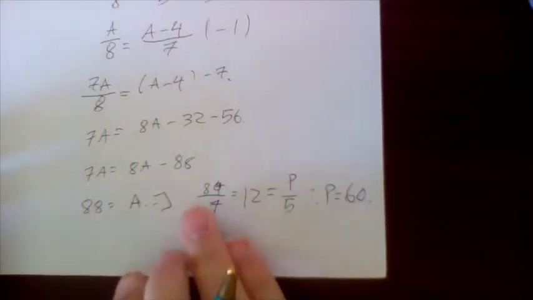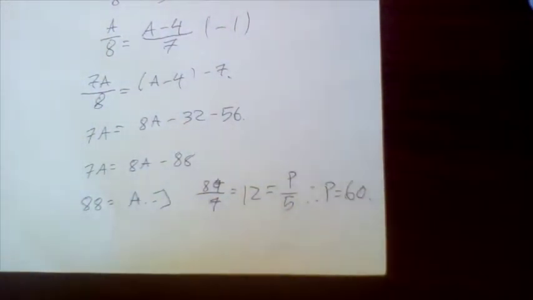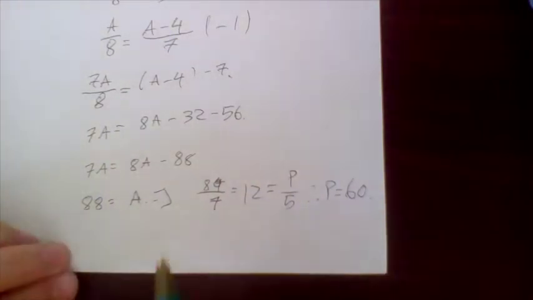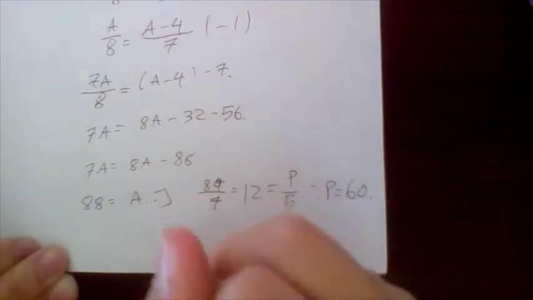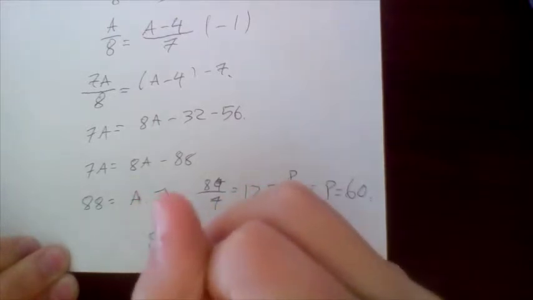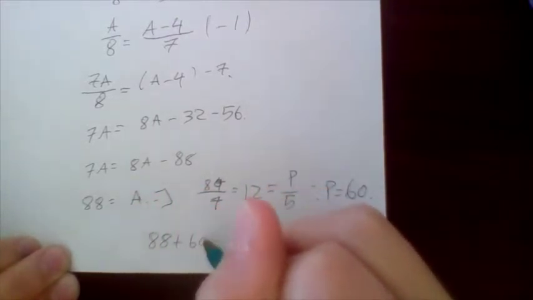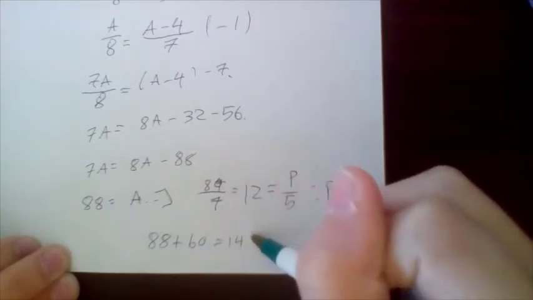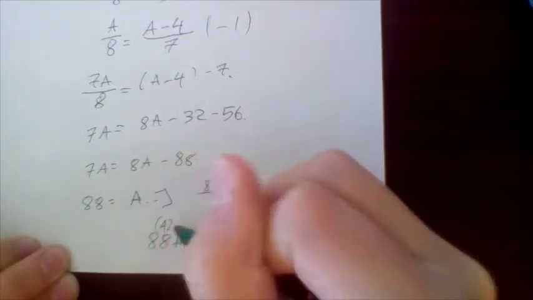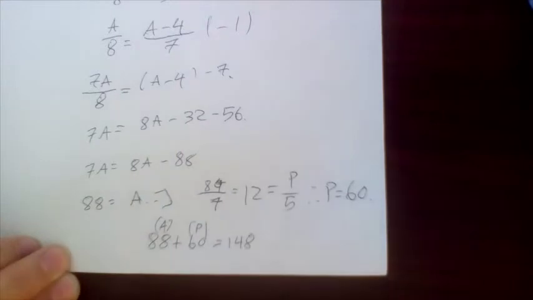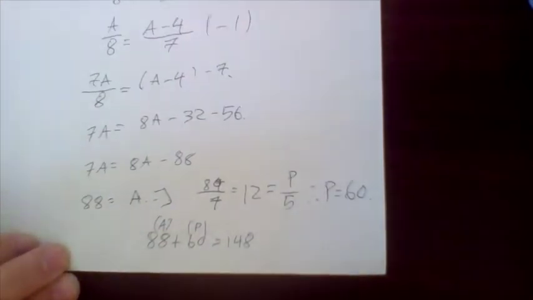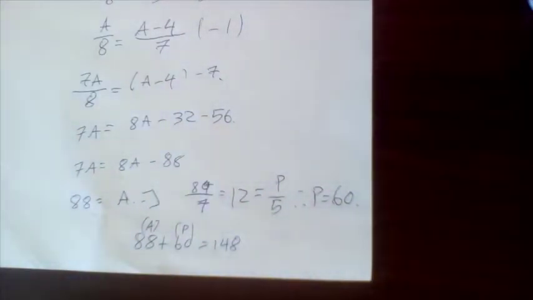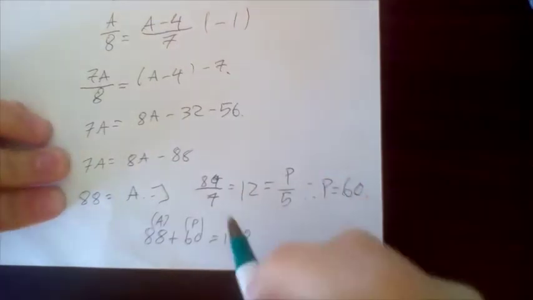So we add the totals up as we were asked to do to find the total apples and pears. So we get that 88 plus 60 is equal to 148. And so now we have answered the question: the total amount of apples and pears is 148.